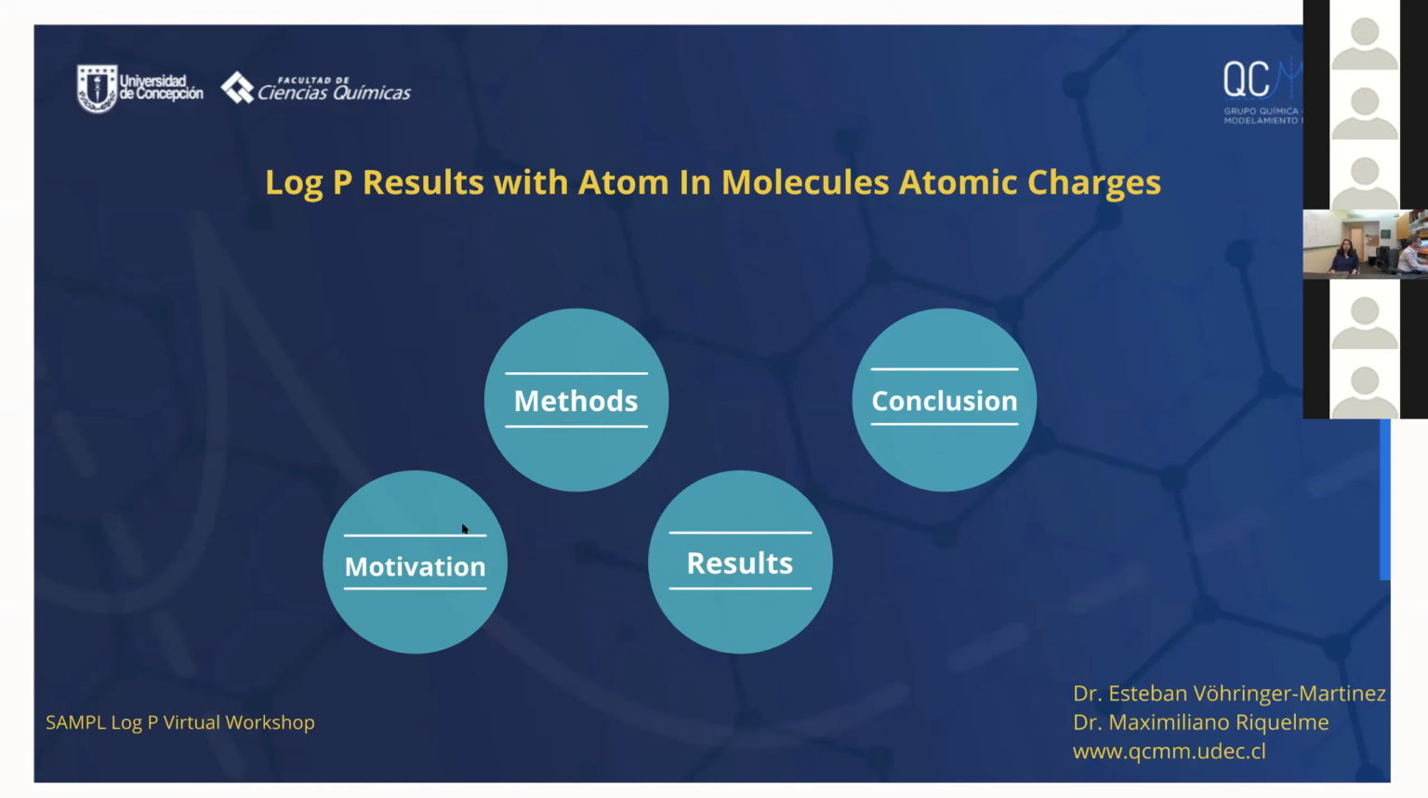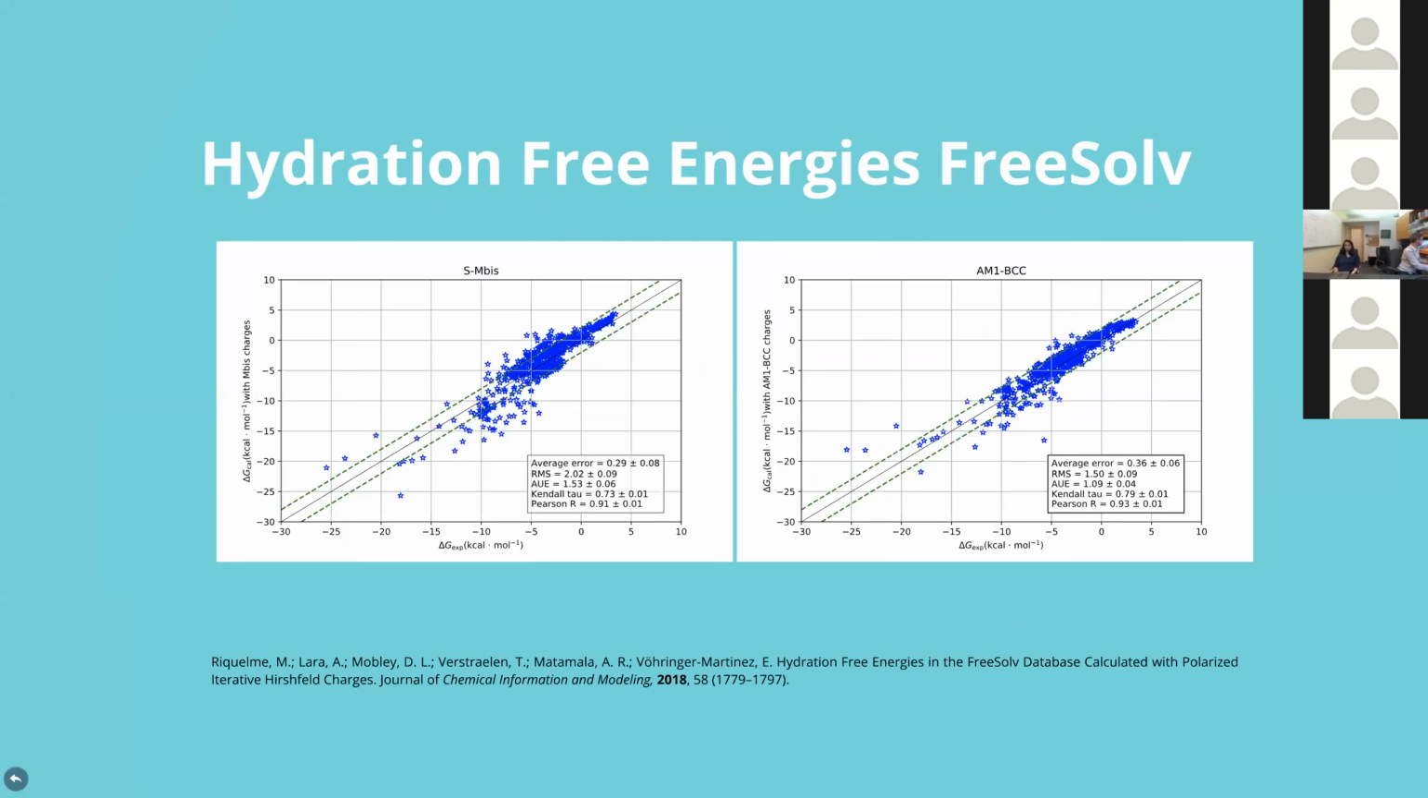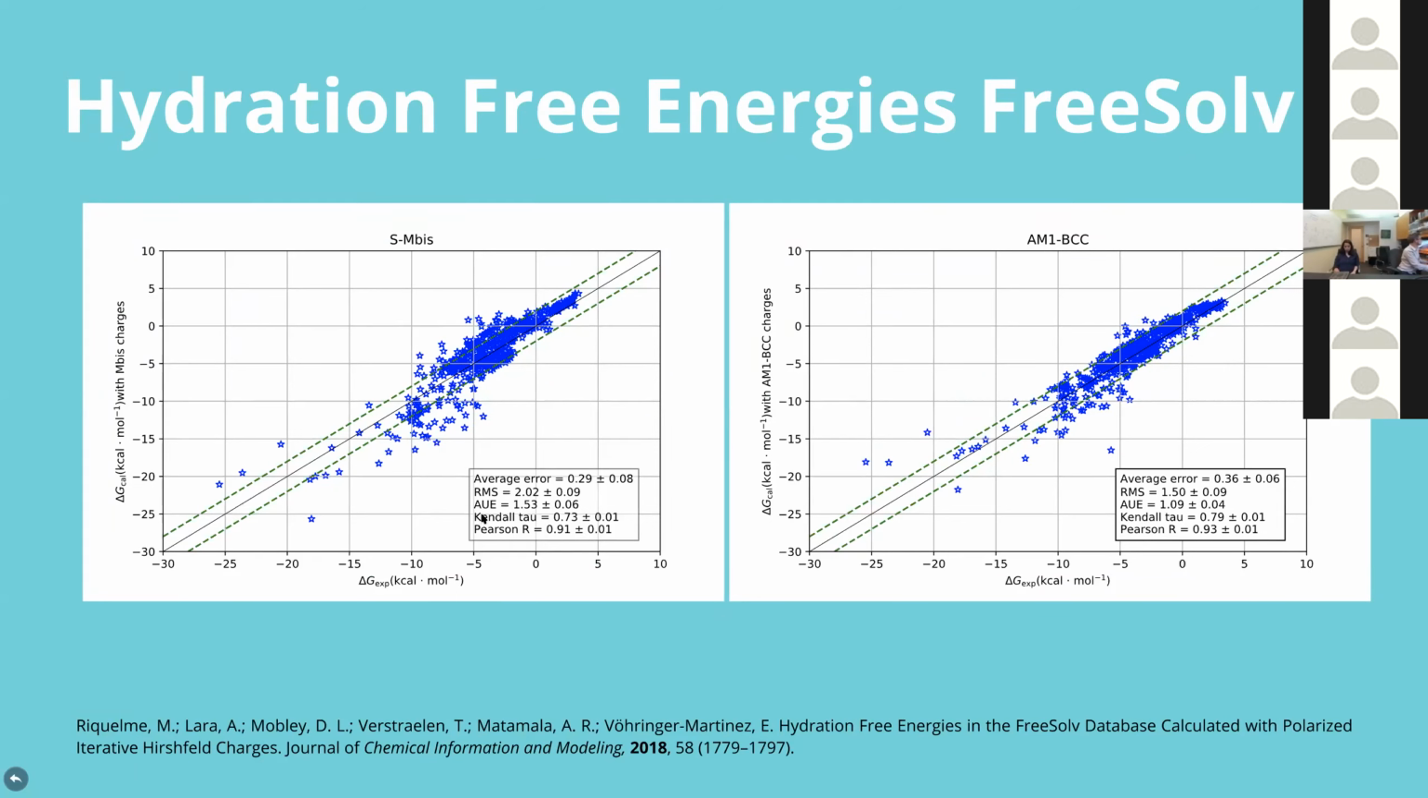Our motivation is basically to test the performance of atomic charges which are derived from polarized QM electron density in different solvents. Previously, Maximiliano has worked with these atomic charges, and he looked at the hydration free energies in the FreeSolv database, which we published one year ago. On the left, you see the atomic charges, which we think are maybe a good candidate for force field development. On the right, these are the AM1-BCC results. This is a plot of calculated versus experimental hydration free energies for 613 molecules in the FreeSolv database.